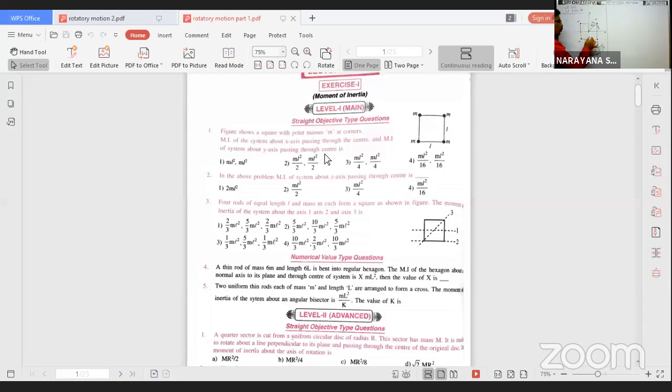In this way, all 4 particles are at the same distance. So m into (L by root 2) whole square into 4 is the moment of inertia of the 4 particles about this axis. What is the radius of gyration about this axis? The moment of inertia is equal to M k square, where M is the mass of the system. The moment of inertia is found for 4 particles, so the mass is 4m into the radius of gyration square. K can be calculated. The distance from the origin means the distance from the axis, that is equal to L by root 2, no?